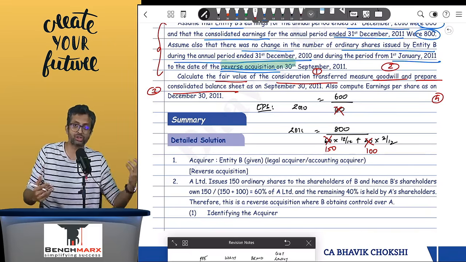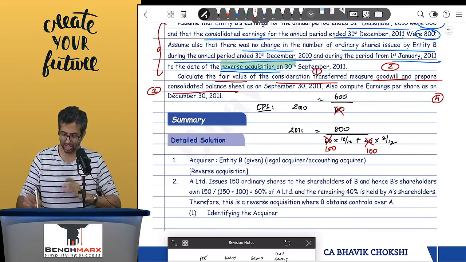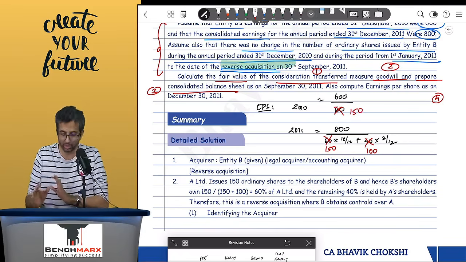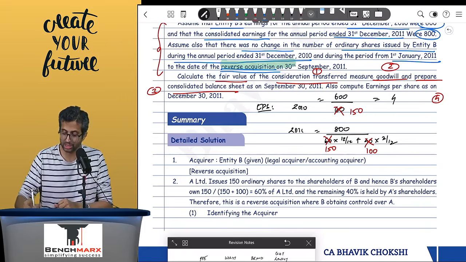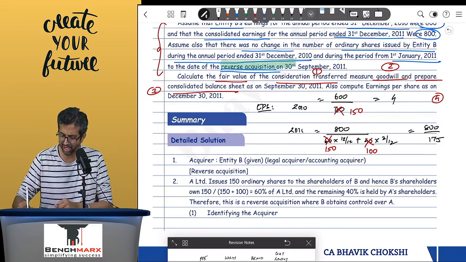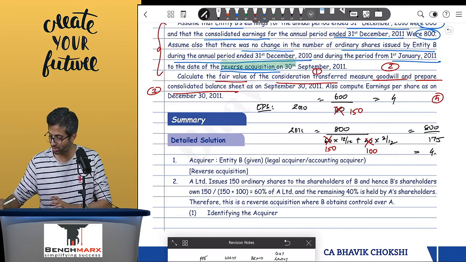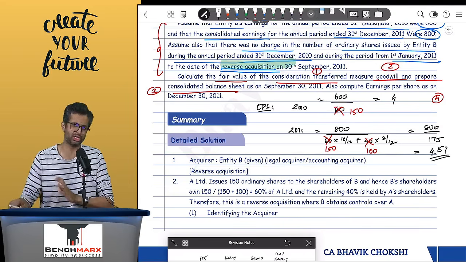If you don't take the shares of B, we should take the shares which are equivalent. So, basically, last year, there were 60 shares of B, which are equivalent to 60 into 2.5, that is 150 shares of A. Highly confusing. And hence, thankfully, the institute has removed it, if you see in your study material. So, this is a restated EPS of 4. And if you do the working, this is 800 by 175, and this is 4.57. This would be your EPS.